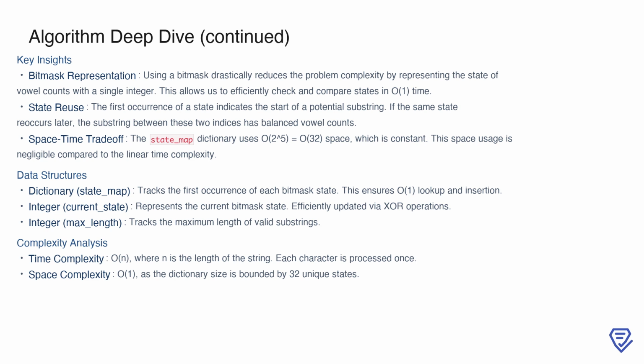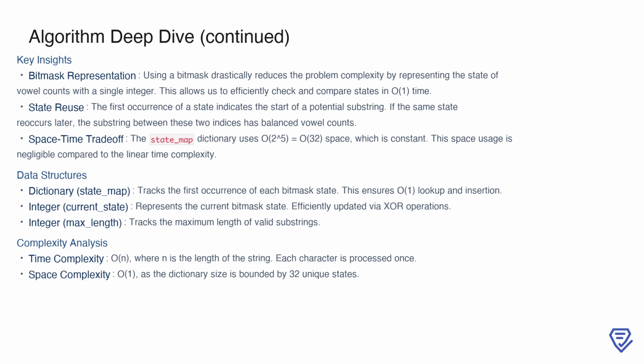By using a single integer to represent the state of vowel counts, we drastically reduce the complexity of checking and comparing states. This allows us to perform these operations in constant time. Another important insight is the reuse of states. When a state reappears as we process the string, it indicates that the substring between the first occurrence of this state and the current index has balanced vowel counts.